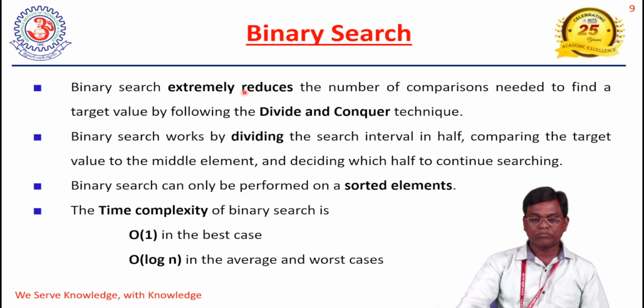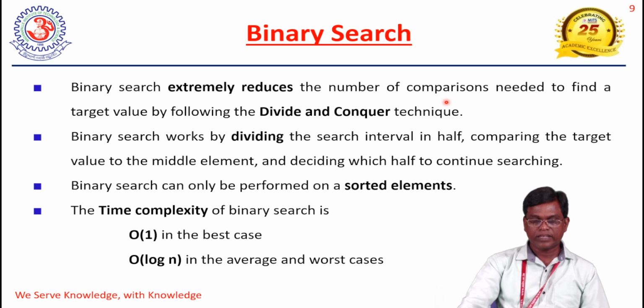Next, coming to binary search. This is another important, very useful and most popularly used technique, the binary searching technique. Binary search extremely reduces the number of comparisons needed to find the target value by following the method called the divide and conquer technique. In the previous technique, the linear search, if the given list has 100 values and the target element is found at the last position, then we need to do 100 comparisons to search that particular element.